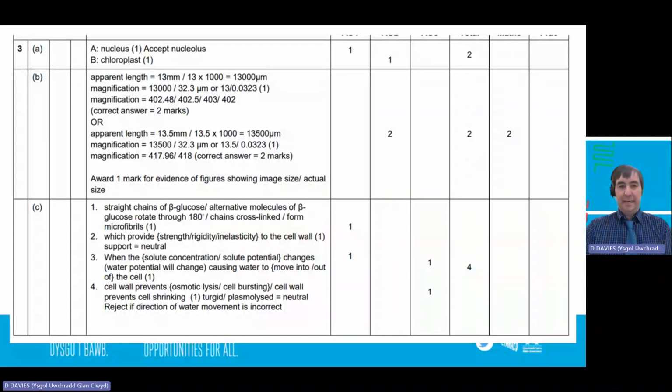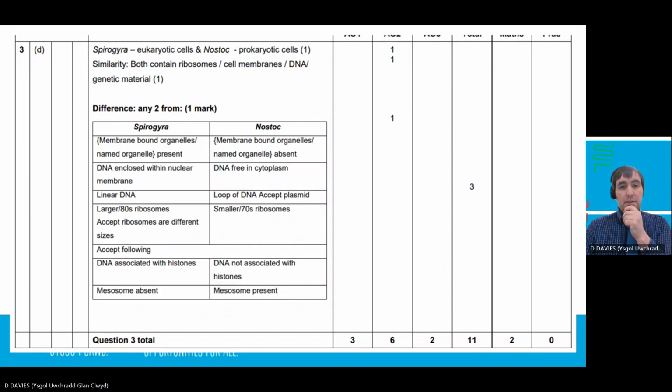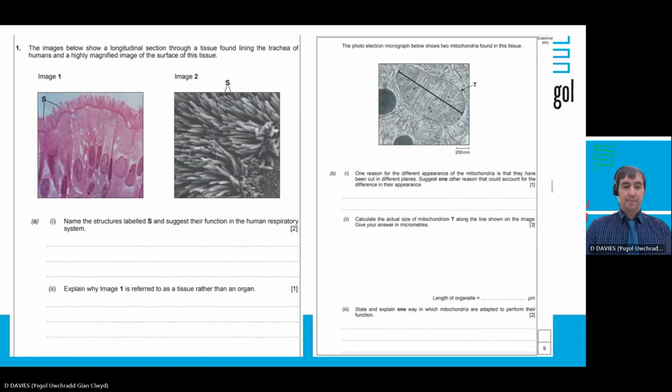Part C there, actually a different unit. Yeah, different unit. The biochemistry unit there. Okay, and there's the answer to D for you. Okay, next question.